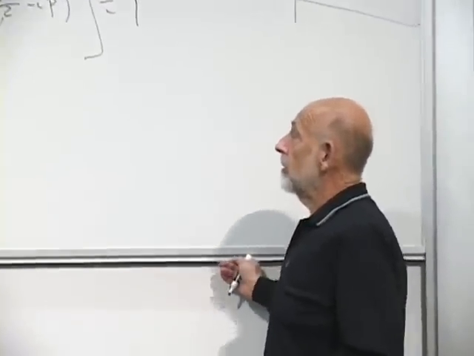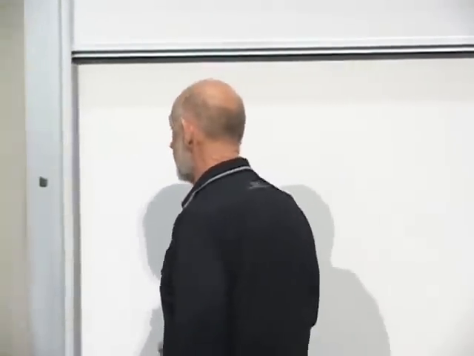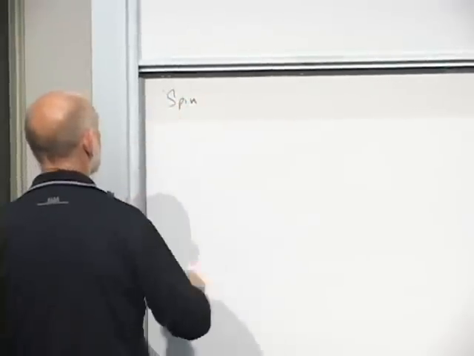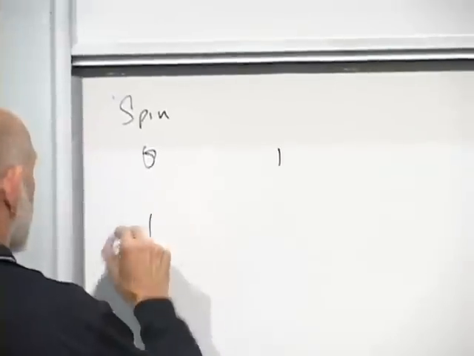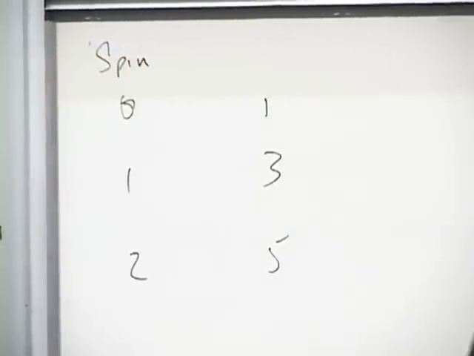How many components, or let's say states, does a system of spin J have? Let's start with spin 0. How many states? 2J plus 1. Right, 2J plus 1. So spin J has 2J plus 1 states. Spin 0 has 1 state. Spin 1, 3 states. Spin 2, 5 states, and so forth.